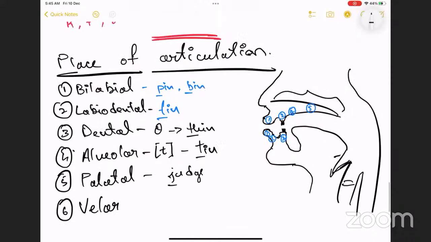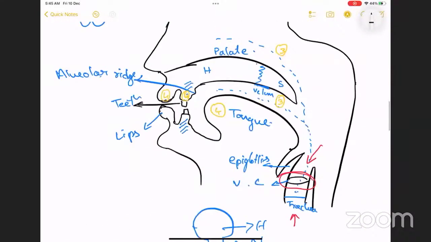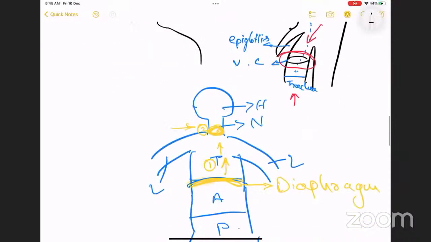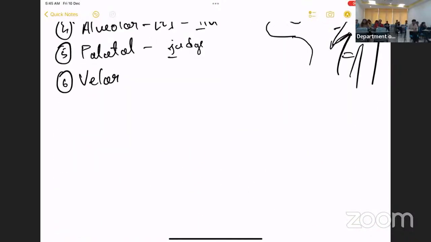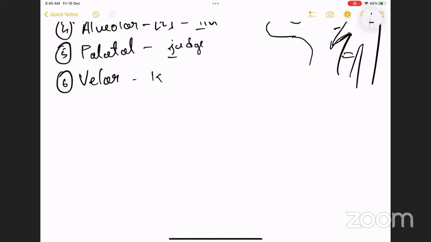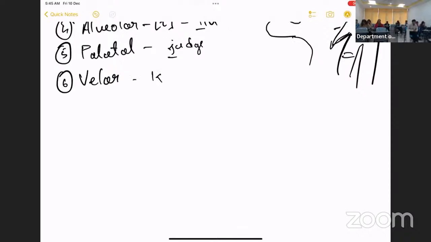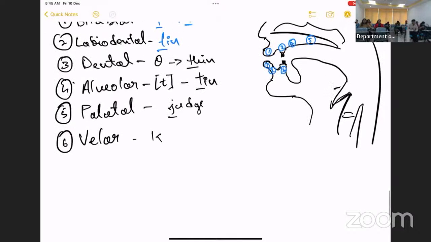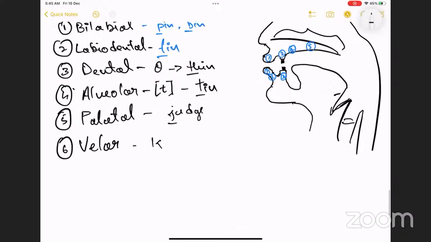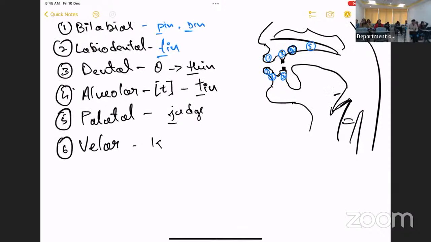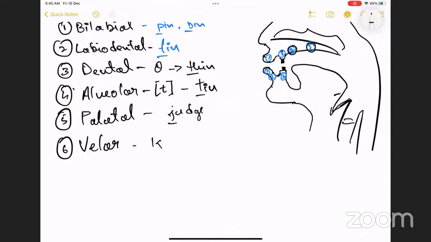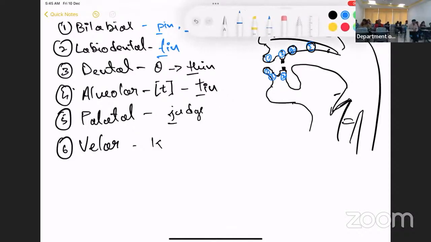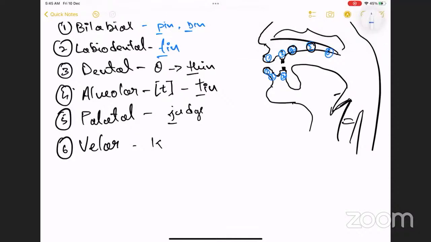Next we have velar. You remember I told you there is a small part behind over here. We call it the velum. That is the soft palate. That is what we call the velar. And that is where you find the sound of k. You need to differentiate between tin, which was just behind the teeth, and then judge, which is on the palate, and then you have kite, which is way behind, way back here. That is the sixth one, that is k. So that is the velar.